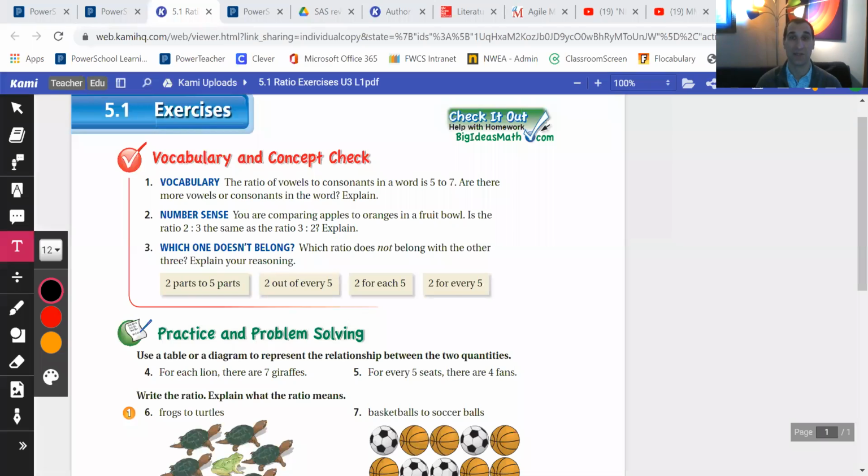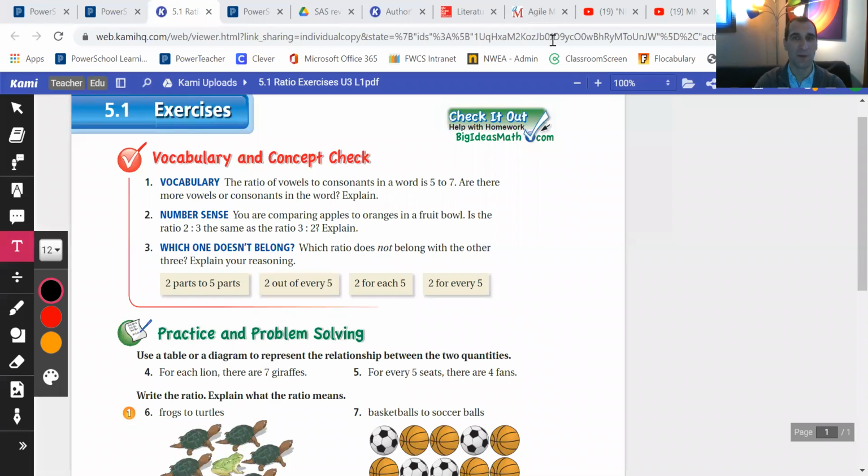So what I want to do with you right now is review yesterday's work. Some of you said that you had some questions yesterday. Some of you wanted a little bit of help on yesterday's work. So let's go ahead and go over yesterday's assignment. Yesterday's assignment was 5.1 exercises, as you can see right here on my screen. And I want to go over this with you.